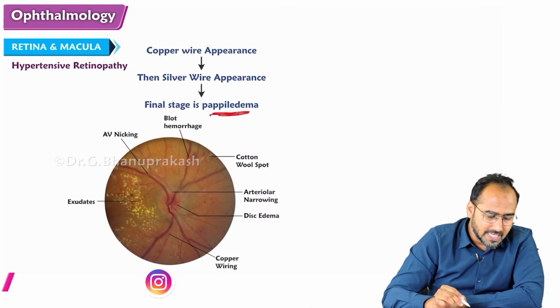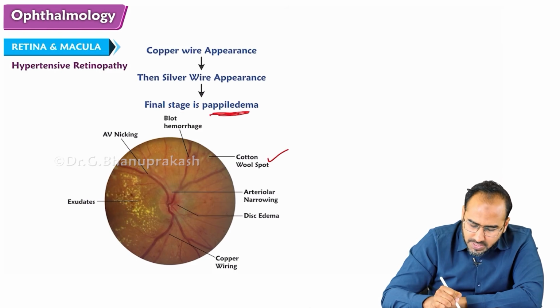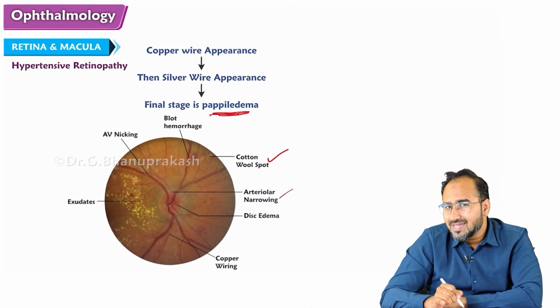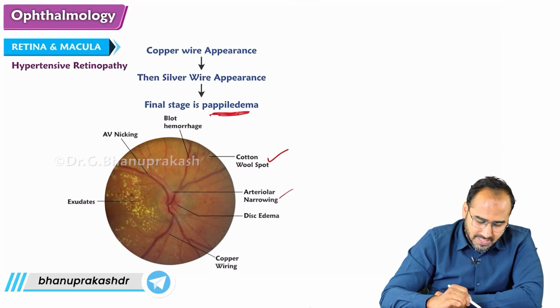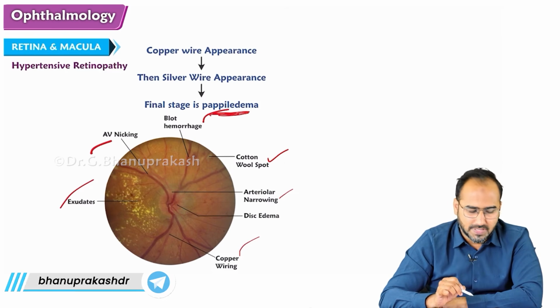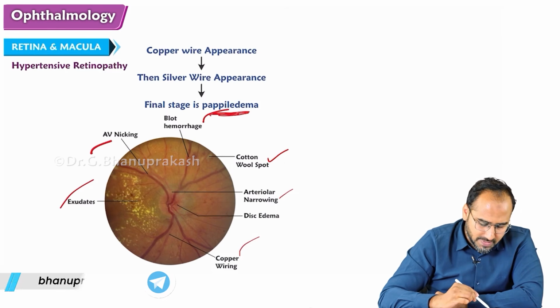So, remember in hypertensive retinopathy, you will see cotton wool spots, you will see narrowing of the arteries, right? You will see copper wiring, blot hemorrhages, nicking of the arteries and exudates, okay? So, these are the features of what retinopathy?